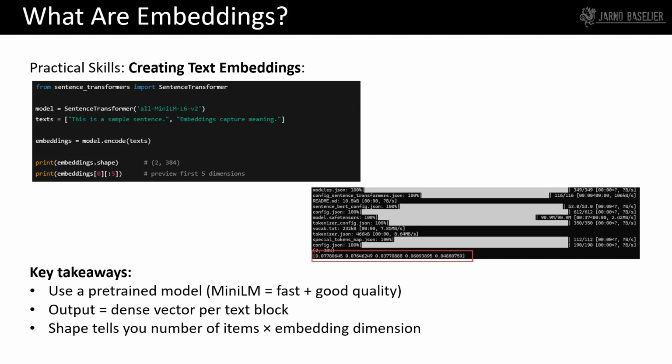So, create text embeddings. Here we see a small Python-based example of how to do this. And another one of the examples here, where we use the model all-MiniLM-L6-v2, and we have the following text. This is a sample sentence. Embeddings capture meaning. And then next we print the embeddings, and we print only the first 5 dimensions of them.